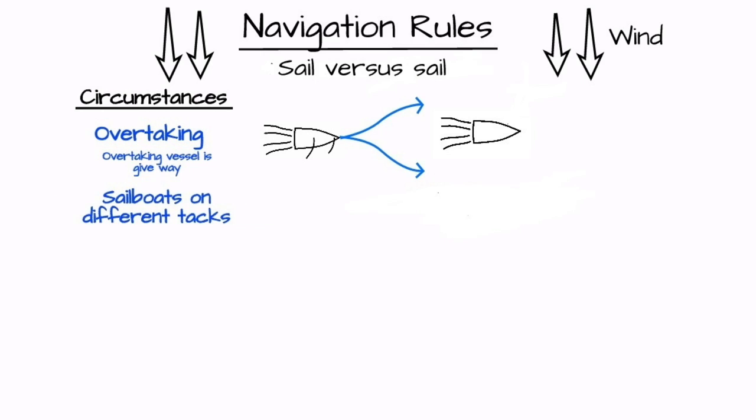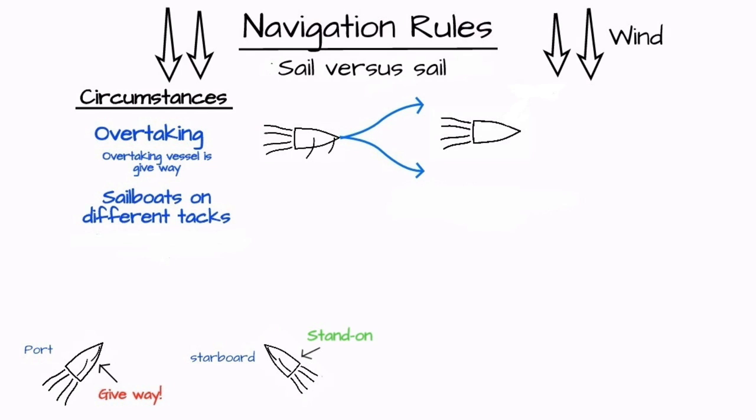In this circumstance, we have two sailboats that are on different tacks. One boat is on starboard tack, with the wind on its right side. The second boat is on port tack with the wind on its left side. In the case of two boats on different tacks, the boat on starboard is the stand-on vessel, the boat on port is the give-way vessel, and this rule is usually remembered as starboard over port.